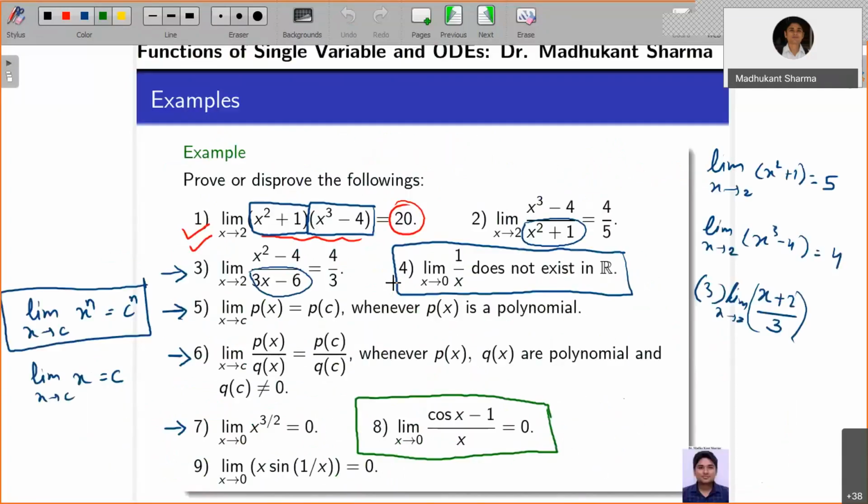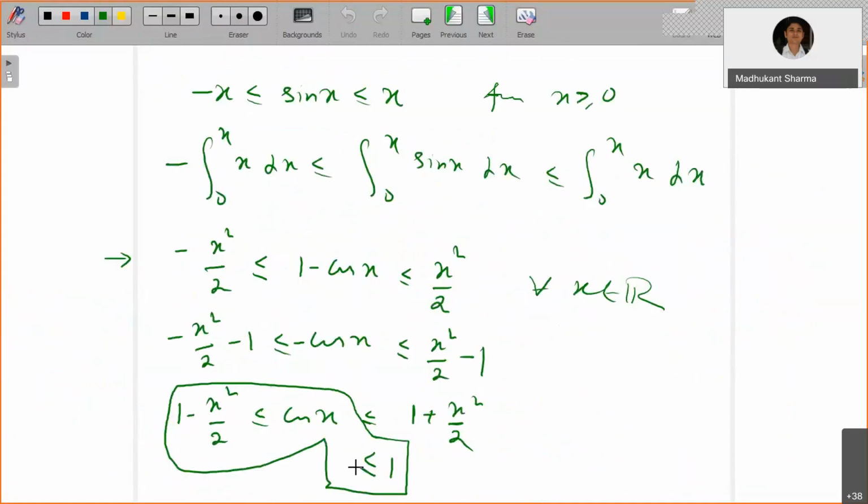Now, this is the last problem, the ninth problem: limit x tends to 0, x times sine of 1 by x. We have already seen that the limit of sine of 1 by x as x tends to 0 does not exist. But if you multiply it by x, the limit does exist and equals 0. That you can prove by using again the sandwich theorem, this squeeze theorem.